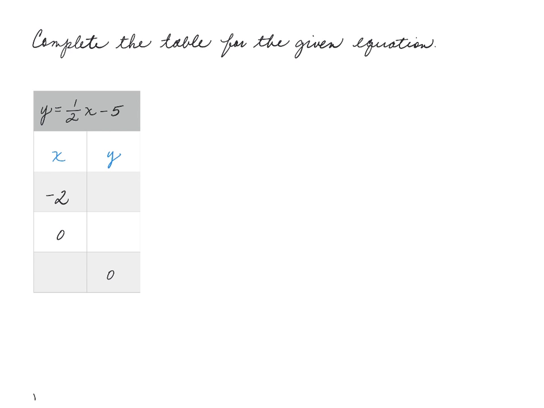Given this equation, y equals 1/2 x minus 5. First, we're going to let x equal negative 2. So we're going to plug in a negative 2 in the equation. So y equals 1/2 times negative 2. That's our x minus 5. So y equals, well, 1/2 times negative 2 is negative 1 minus 5. So y equals negative 6.